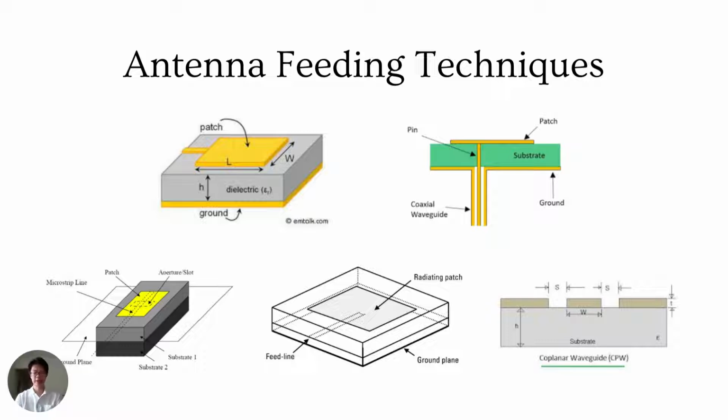However, for aperture and proximity, there is no direct contact between the signal source, the feed, and the patch itself. There's a distance in between. For aperture, there's a hole in between them, so the radiation couples through. For proximity, there's no aperture, so it's like two plates next to each other. Lastly, coplanar waveguide, where everything is on one plane: the ground plane and the patch are all on one plane with the substrate below.